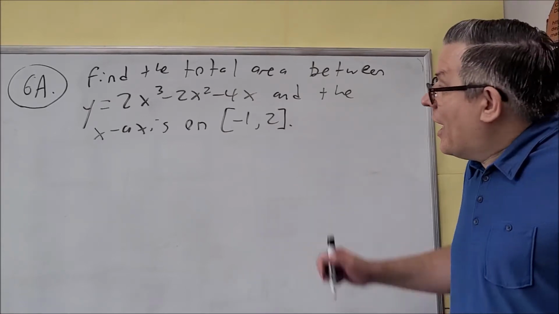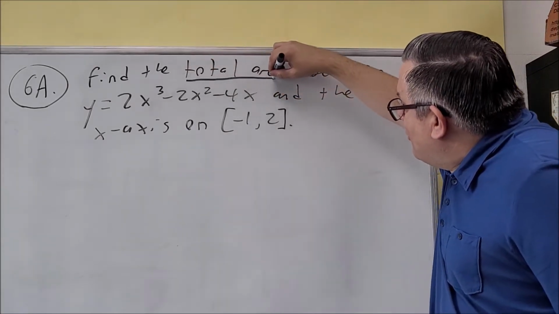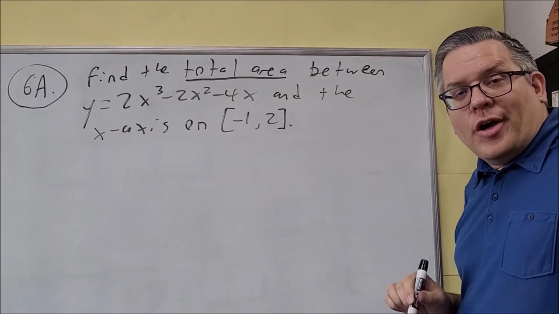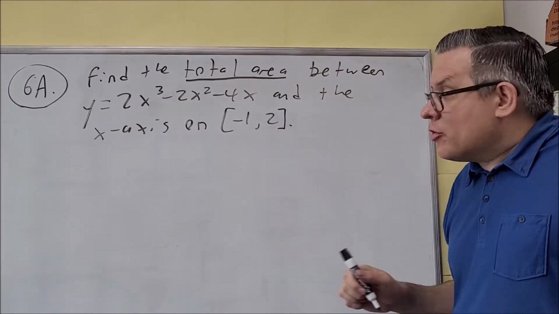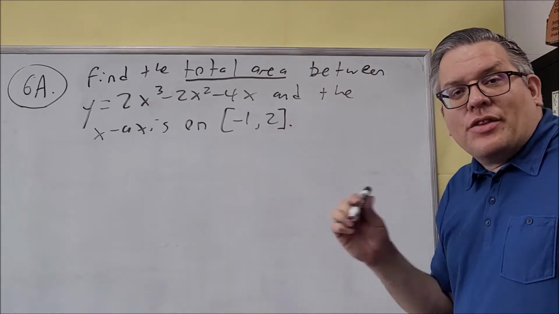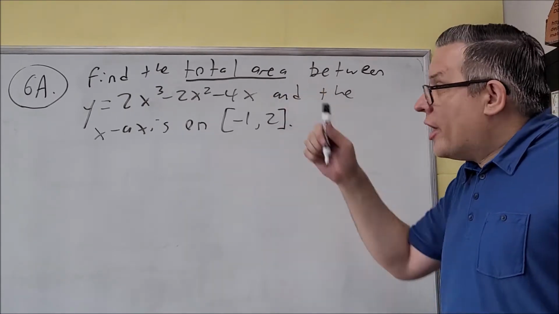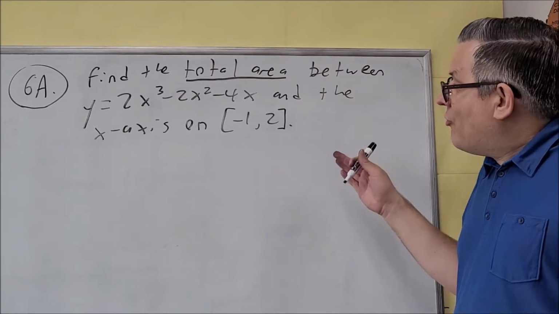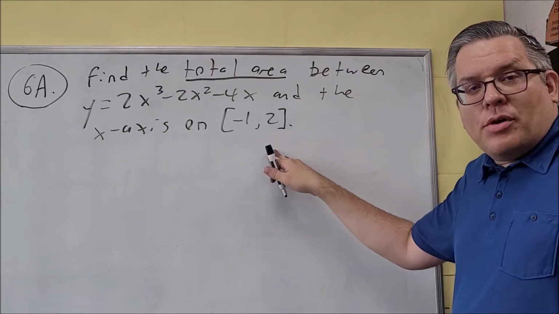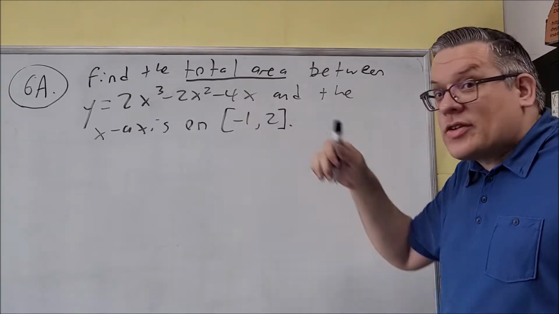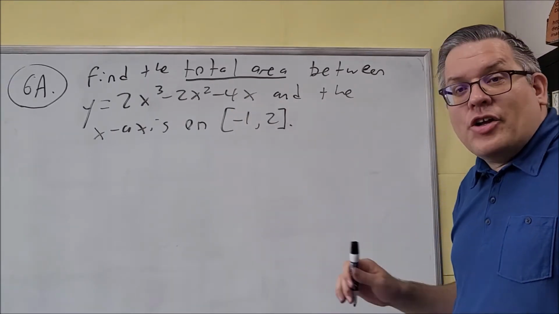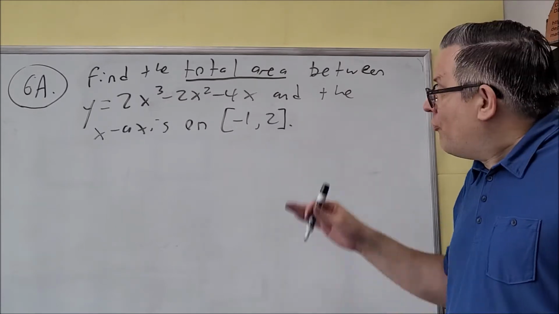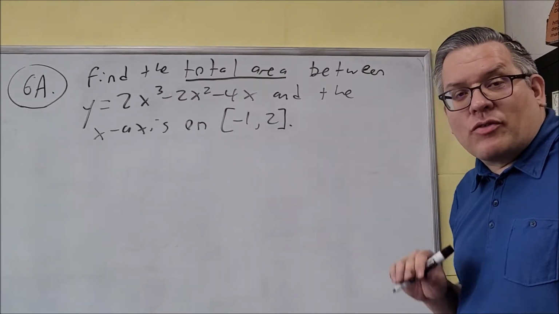Okay, number 6 is going to have this word right here, total area. When you have total area, you do not want to take the integral from -1 to 2 and get the answer that way. Total area requires you to use that special process where you have to split this integral up at the place where this crosses 0, and then you're going to add the absolute values of each integral. So first, let's find out how we have to split up this integral.